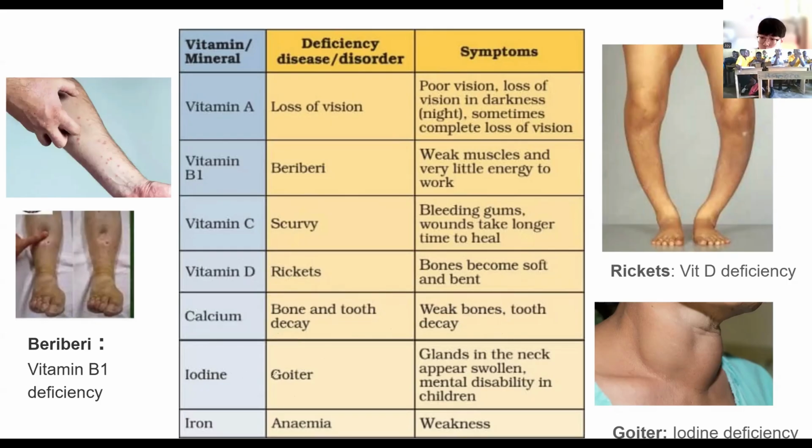And lack of iodine, we saw that it's called a goiter. So goiter, can everyone see this picture down right? It's when the thyroid is a little inflamed. It's swollen. The glands in the neck appear swollen like this. And it can often lead to things like mental disability in children as well. That's caused by iodine deficiency.